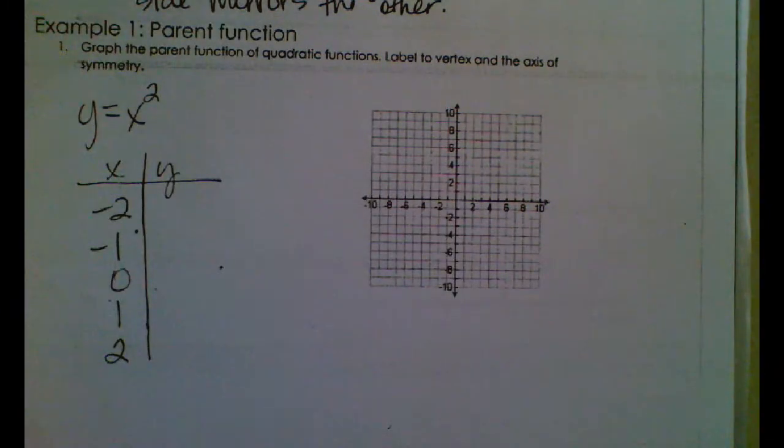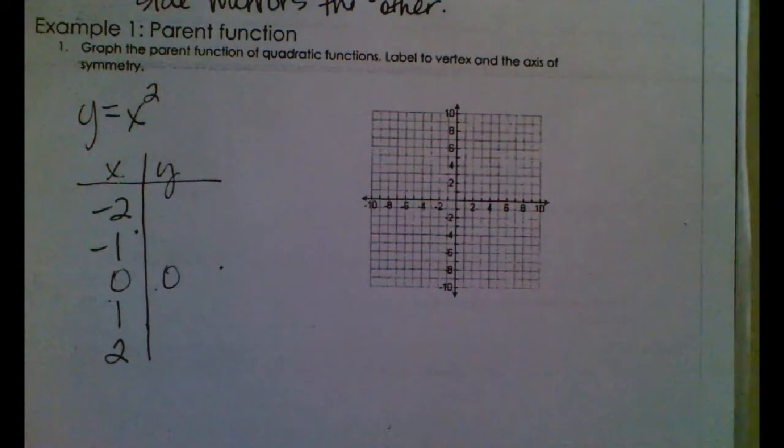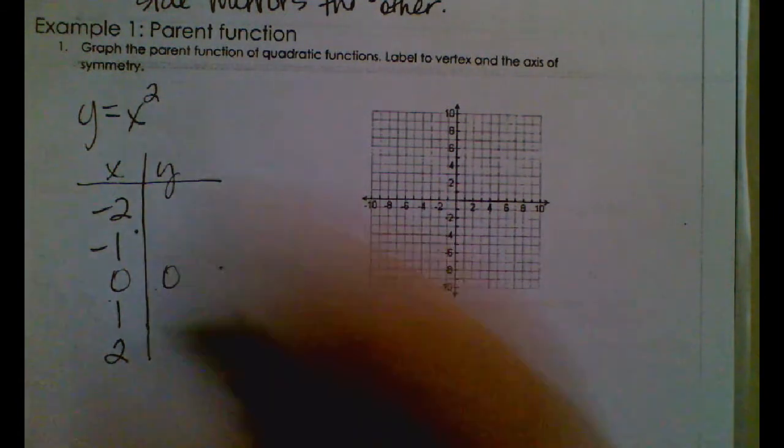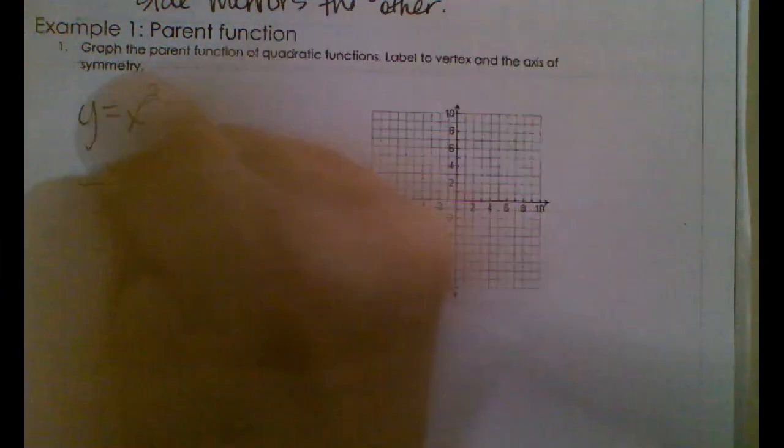Okay, now let's start with that 0, and I'm going to plug in my x values up here. What's 0 squared? 0. What is 1 squared? What does 1 squared mean? 1 times itself 2 times, right? So 1 times 1 is 1. What's -1 squared? 1 also.